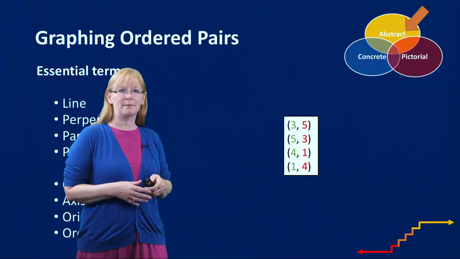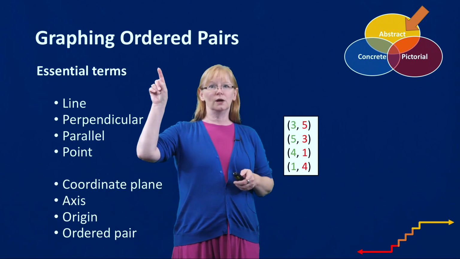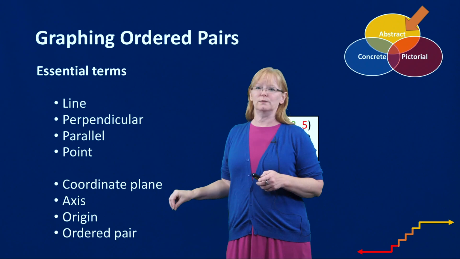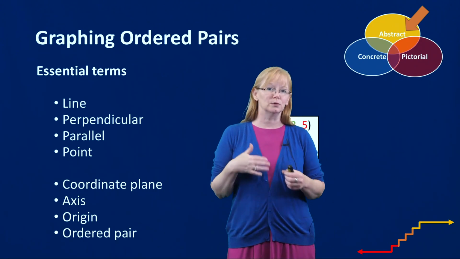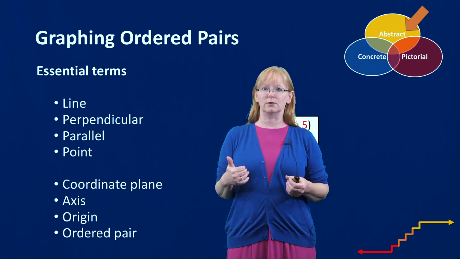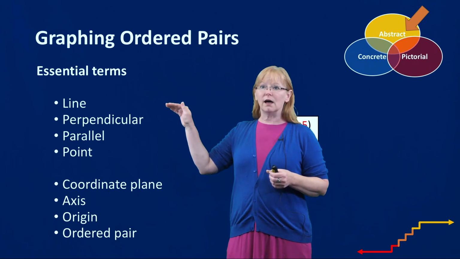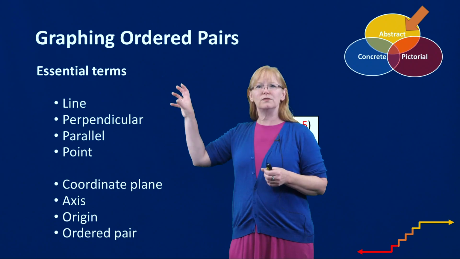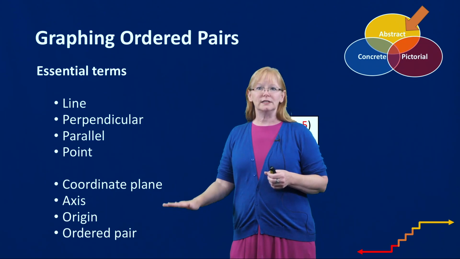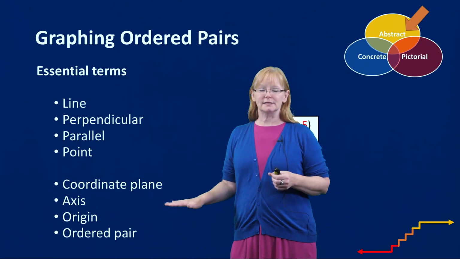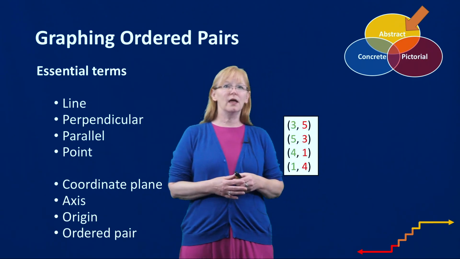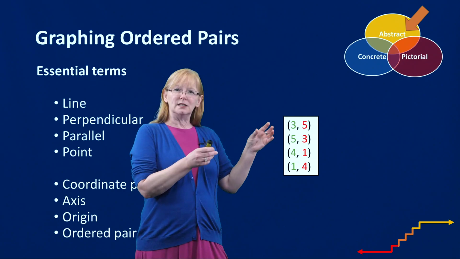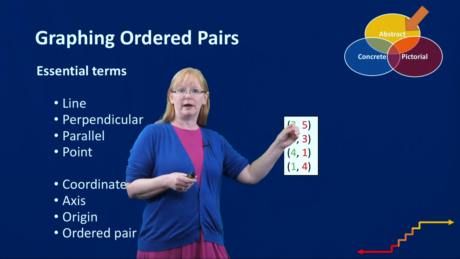We're going to start with the abstract, and we're going to review that we have a lot of essential terms that kids need to know to be able to use the coordinate grid. They need to know what a line is. They need to know perpendicular, parallel, and point. All of these should be review. And then they're learning these new words: coordinate plane, axis, origin, ordered pair. They're going to also, in the abstract realm, have to deal with the notation that we use for ordered pairs.